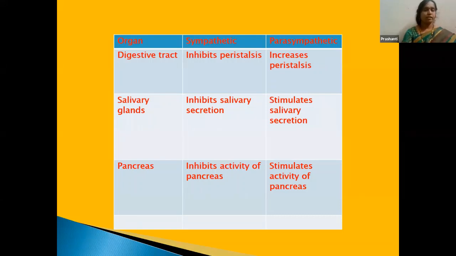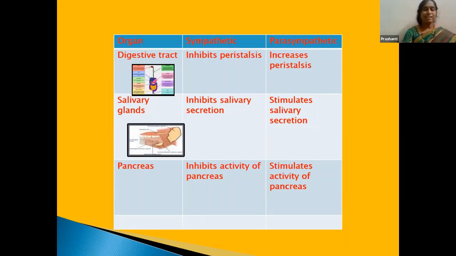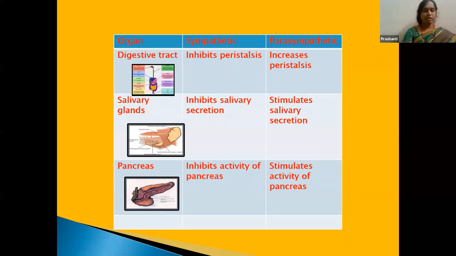Next, when you take the digestive tract, here it will be inhibiting the peristalsis in the sympathetic, whereas it increases the peristalsis in the parasympathetic. And when you take the salivary glands, the secretions are decreased in sympathetic, whereas when we are very cool, when we are happy, we feel very hungry, isn't it, children? So it stimulates the secretions. And next, the pancreas: it inhibits the activity of the pancreas under sympathetic, and under parasympathetic, it stimulates the activity of the pancreas.